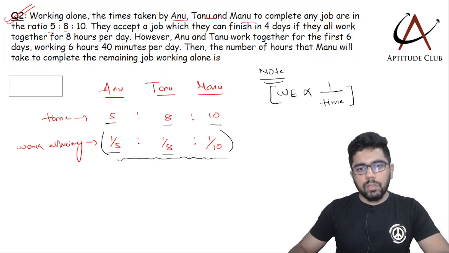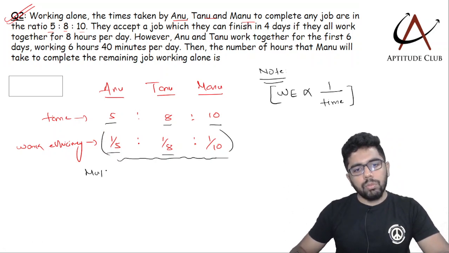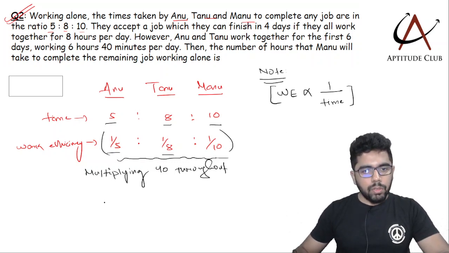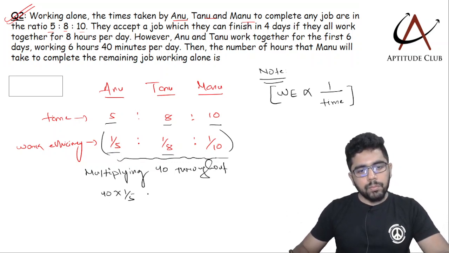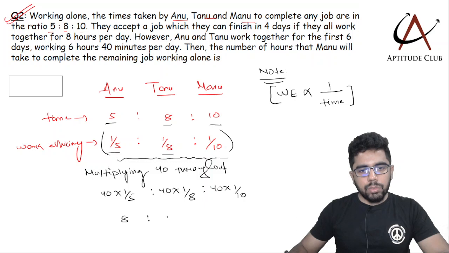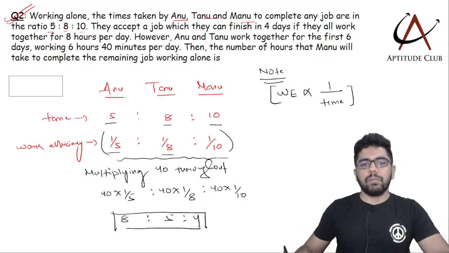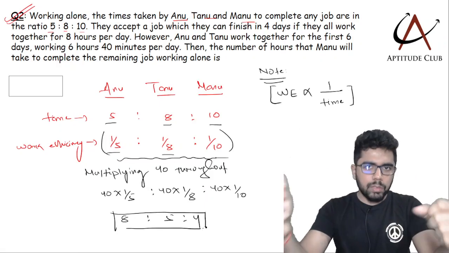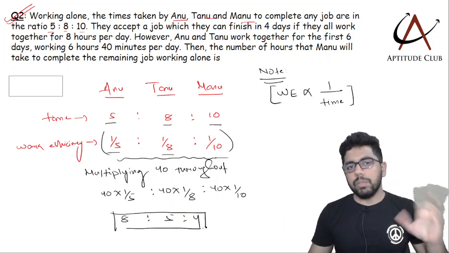So to simplify it further, what I'll do is multiply their LCM throughout. So I'll multiply 40 throughout. So I get 40 into 1 by 5 is to 40 into 1 by 8 is to 40 into 1 by 10, or I get 8 is to 5 is to 4. This is the ratio of their work efficiency. Okay, just a very simple calculation. Time ratio was given. I calculated what will be their work efficiency ratio.